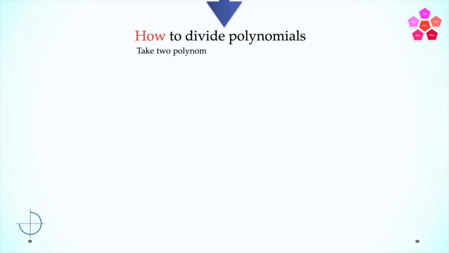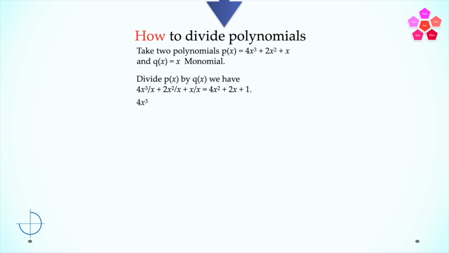Take two polynomials, p of x, for example, is equal to 4x cubed plus 2x squared plus x, and q of x equal to x, which is a monomial. If we divide the above polynomial p of x by q of x, we have 4x cubed plus 2x squared plus x as the dividend, x as the divisor. We found out the quotient as 4x squared plus 2x plus 1, and the remainder is 0.